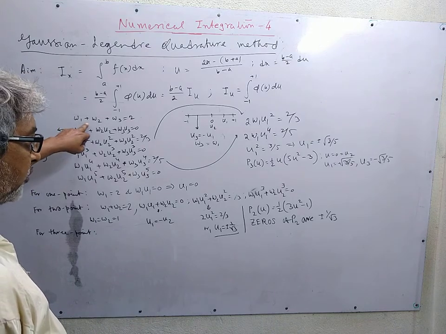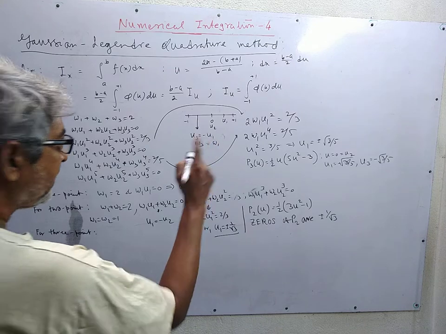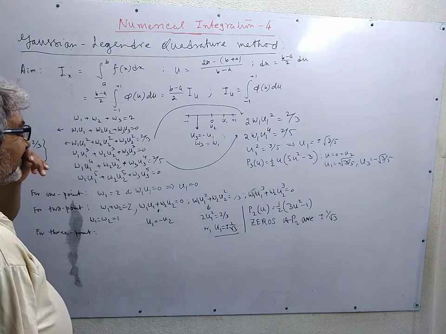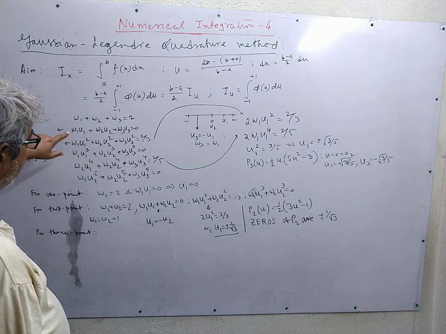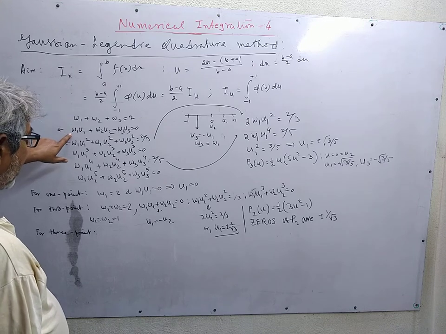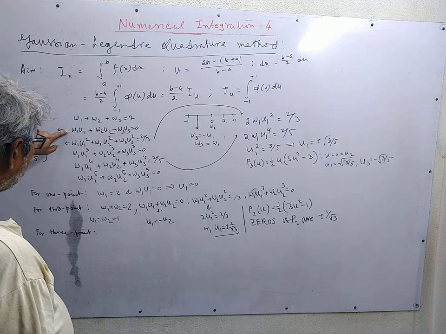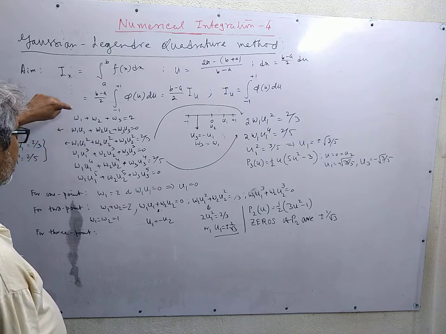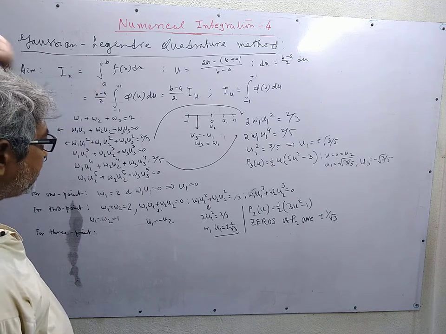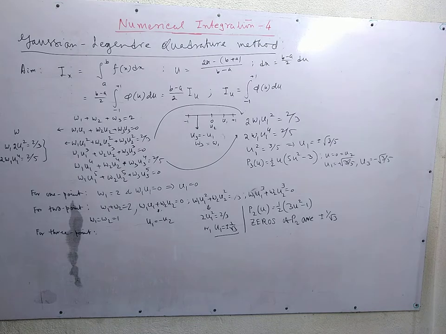Now coming to the evaluation of w1 and w2. Knowing u1, if we put the value of u1 equal to u3 in this equation, we get w1, which is equal to w3, and the value of w1, w3 in this equation gives you w2. So the weights are obtained.